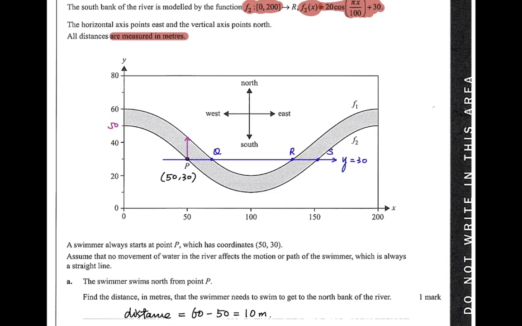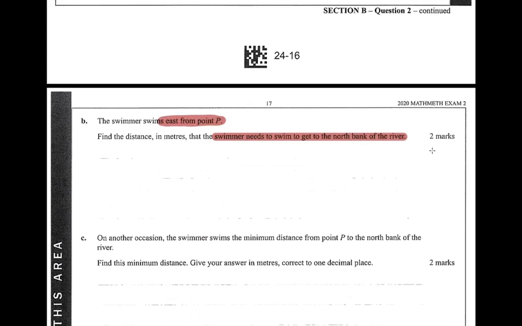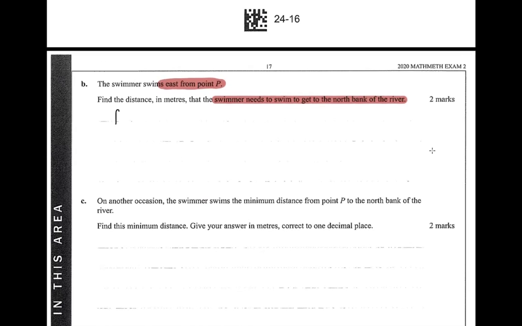The intersection is actually the intersection between y equals f1 of x and y equals 30. So what I'm doing here is f1 of x equals 30. So for x, let's say 0 smaller than x smaller than 200. X is 200 over 3, or x equals 400 over 3.